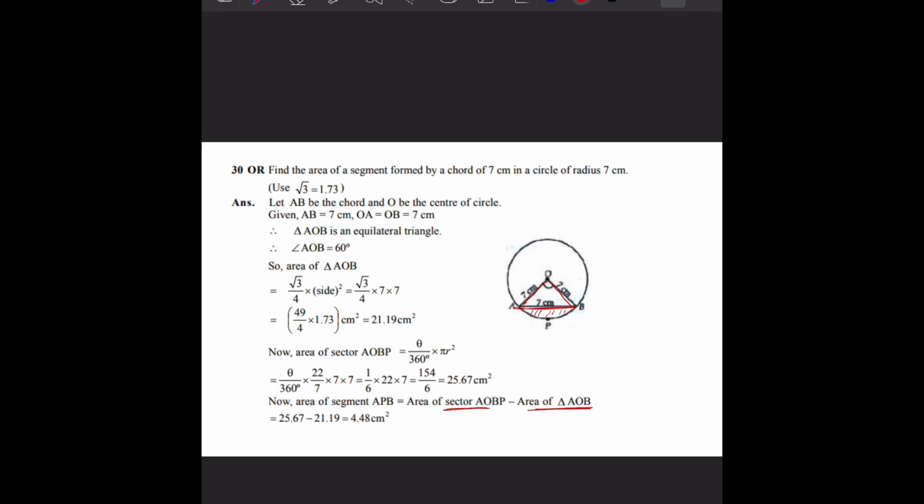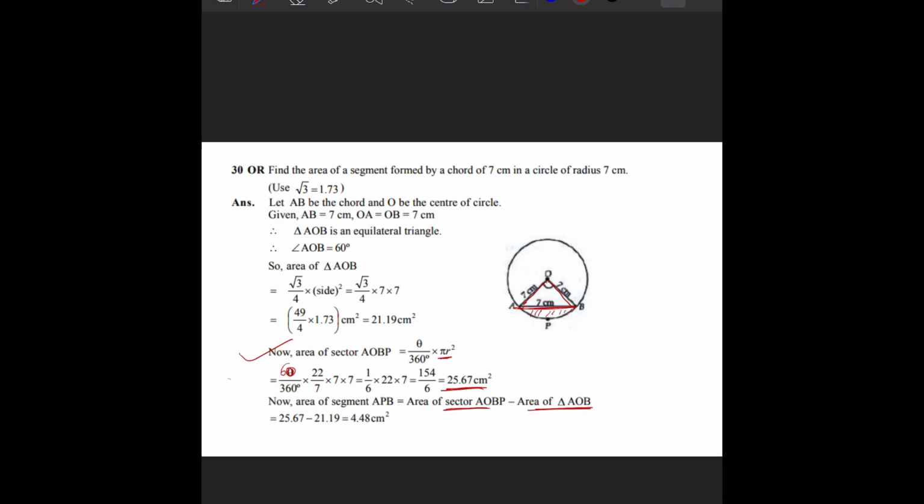And how do we find out area of sector? Area of sector will be theta upon 360 into pi r square. Theta is what? 60 degree. We need to put the value of theta as 60 degree here because that is an equilateral triangle. After calculating, you'll get this answer 25.67.